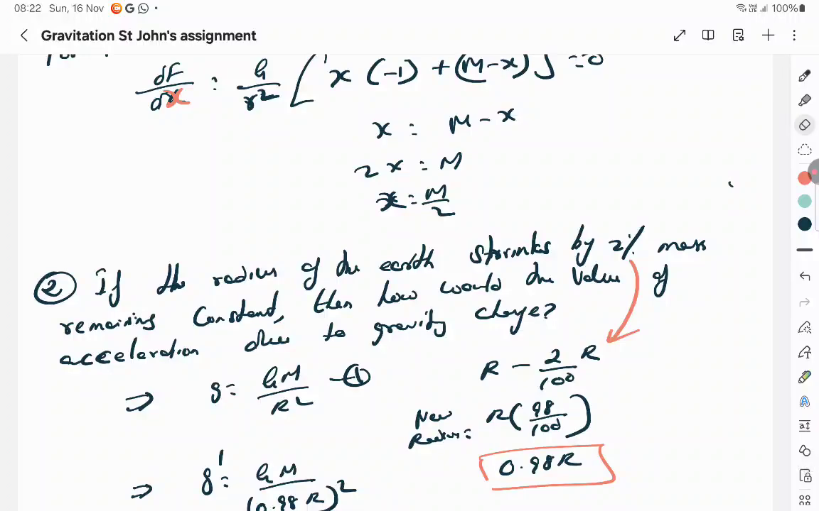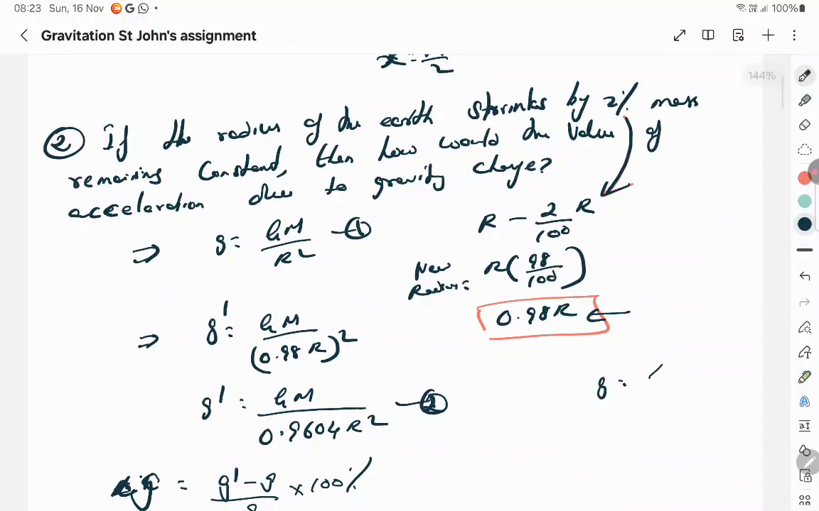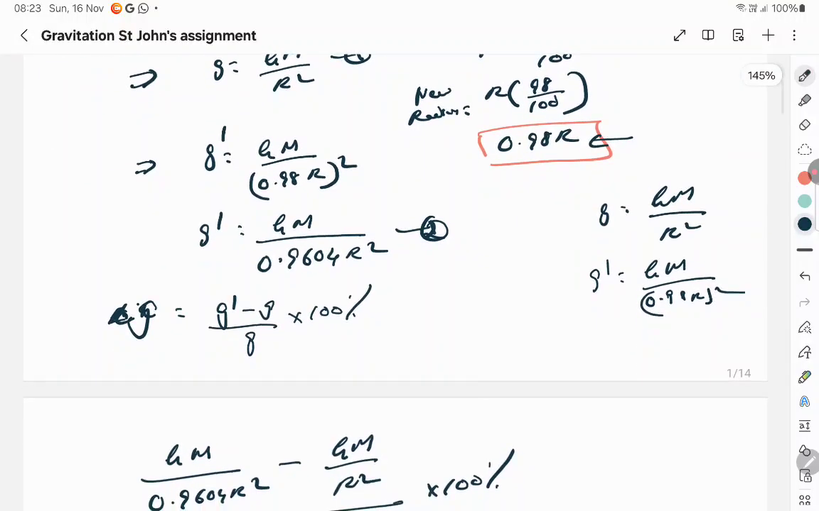The radius of the earth shrinks by 2%. Mass remains constant. The moment you see that the radius is shrinking by 2%, you find the new radius: r minus 2 by 100 of r. So 0.98 r is the new radius. How would the acceleration due to gravity be affected? Small g is equal to G capital M by r square is the initial one, and g dash is equal to G capital M by 0.98 r the whole square. So you know the old gravity and the new gravity now.